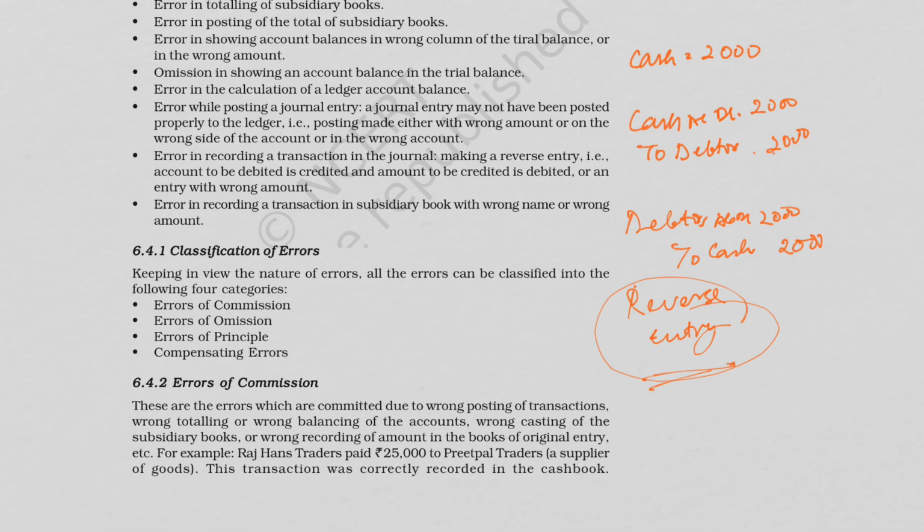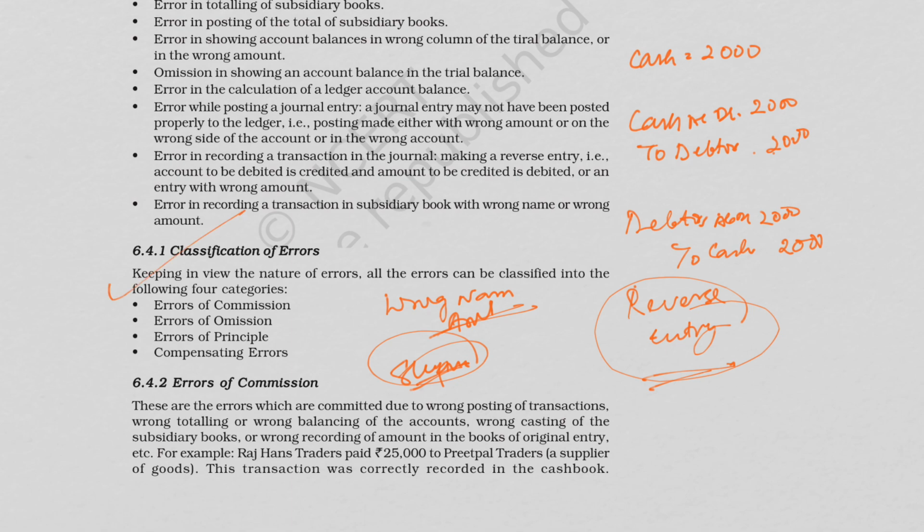Then we have error in recording the transactions in subsidiary books. Sometimes the wrong name or the wrong amount is recorded. For example, goods sold to Ram rupees 10,000, but it is recorded in the sales book as goods sold to Sham 10,000. So the trial balance will still tally, but the account is incorrect.